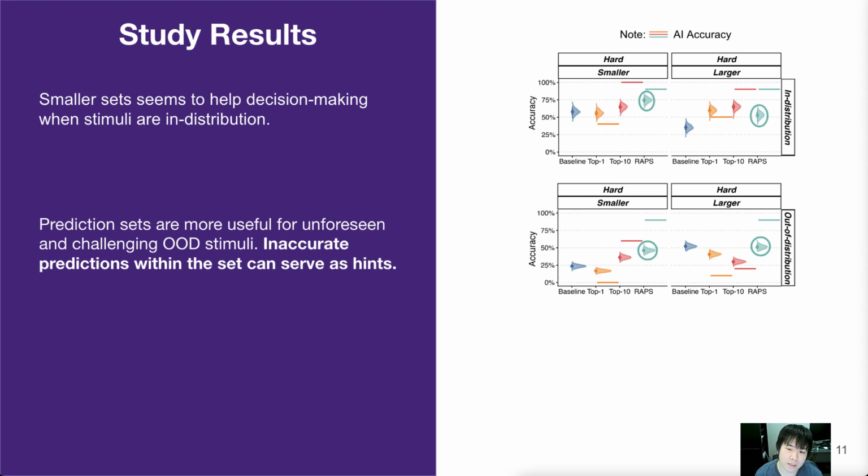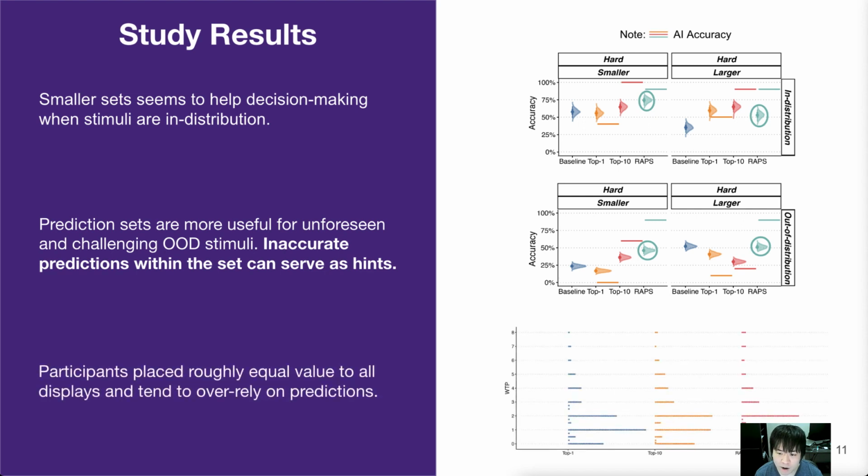We think this is because out-of-distribution images are naturally more challenging for both humans and the model, so they always result in larger sets. In this scenario, decision makers can extract useful information or hints from those inaccurate predictions included in the set that serve the purpose of uncertainty quantification.